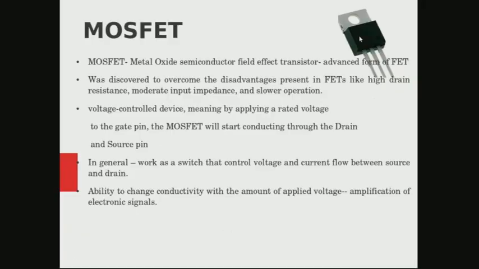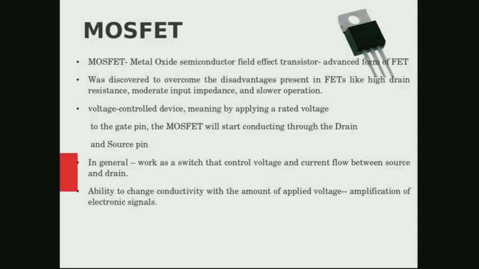Even though FET has many applications, it still has certain disadvantages like high drain resistance, moderate input impedance, and slow operation. In order to overcome these disadvantages, the MOSFET was developed. MOSFET is the abbreviation of metal oxide semiconductor field effect transistor. It is an advanced form of FET.